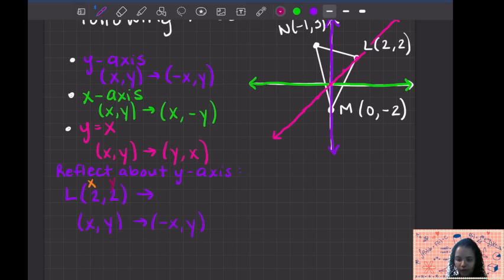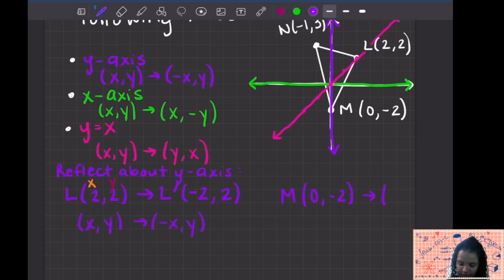Okay? Same thing for M. M is at (0, -2). Again, change the sign of x. In this case, it's 0, so it doesn't change. You can't have -0. So M didn't move.